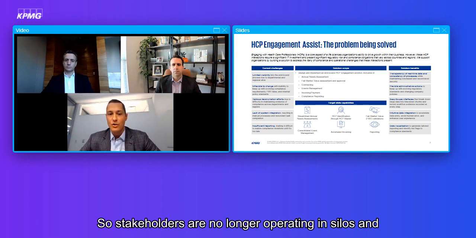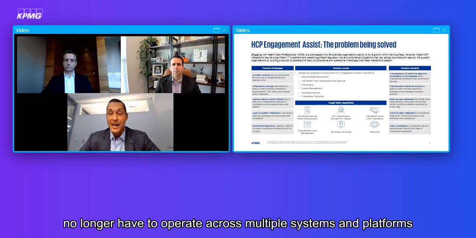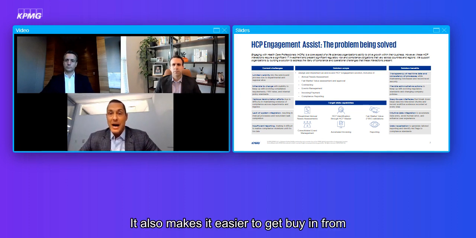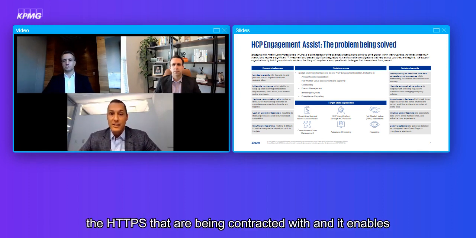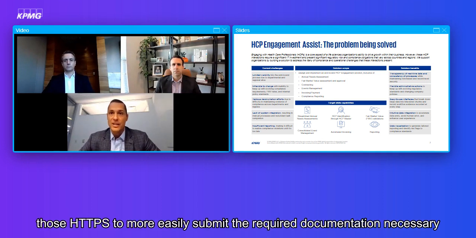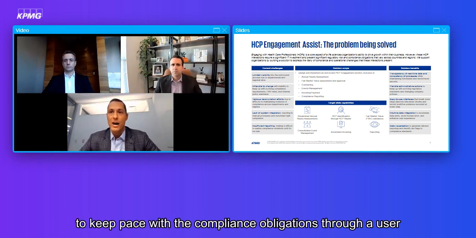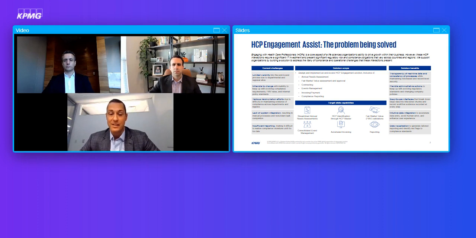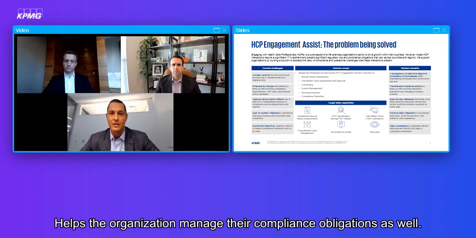So stakeholders are no longer operating in silos and no longer have to operate across multiple systems and platforms to execute their job functions. It also makes it easier to get buy-in from the HCPs that are being contracted with. And it enables those HCPs to more easily submit the required documentation necessary to keep pace with the compliance obligations through a user-friendly app accessible through their phone. It helps the organization manage their compliance obligations as well.